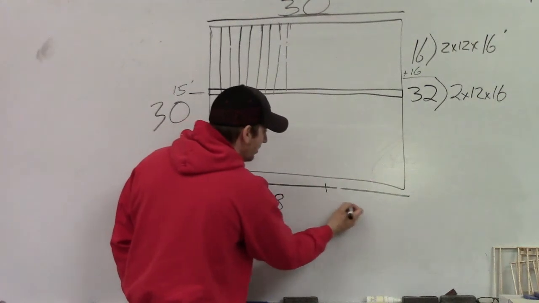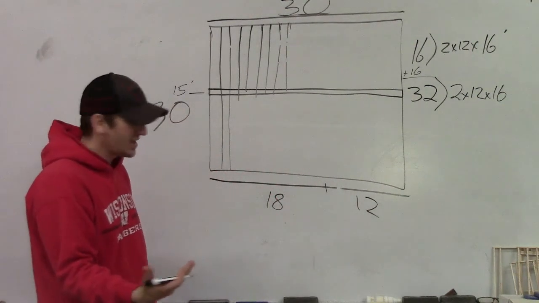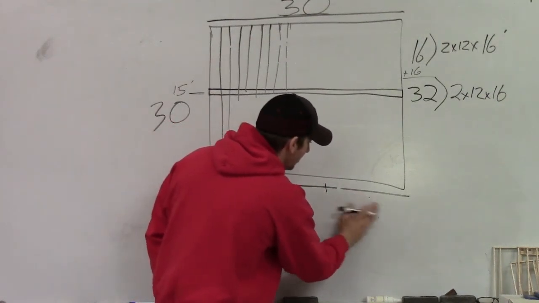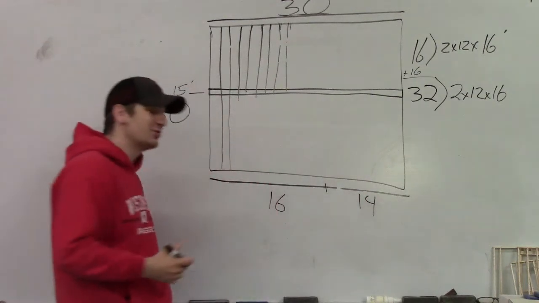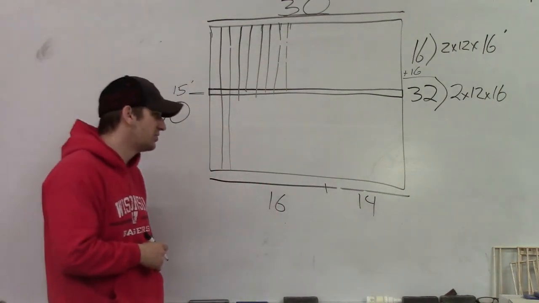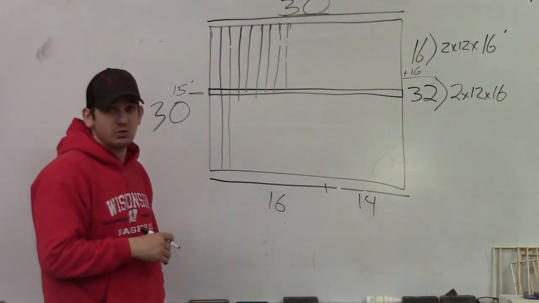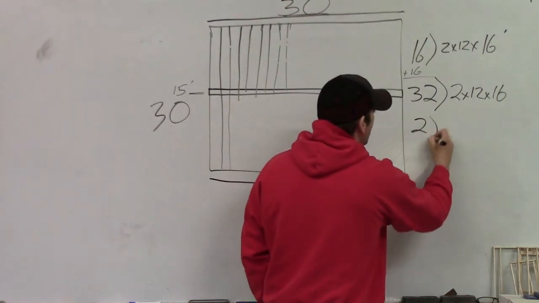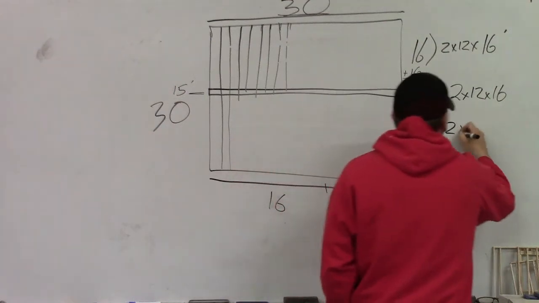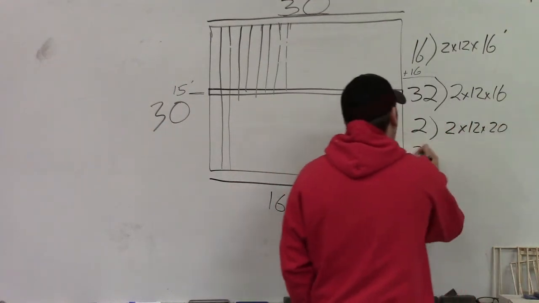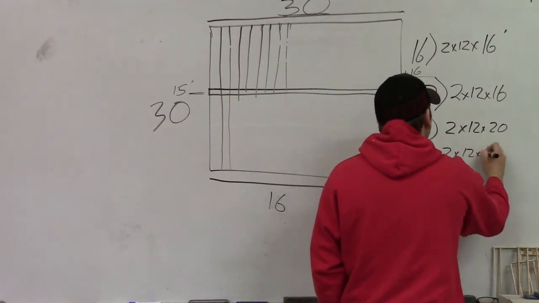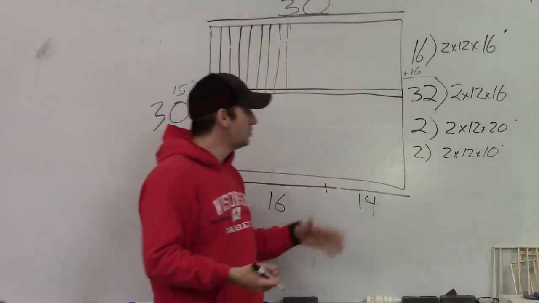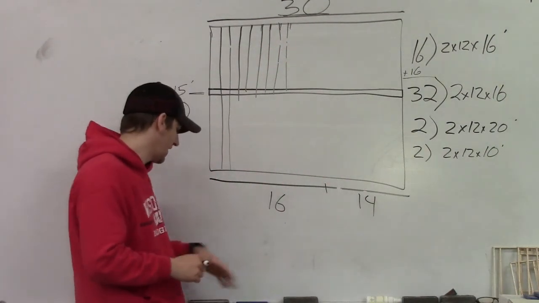have an 18-footer and a 12-footer. Those add up to 30. We could also do a 16-footer and a 14-footer, and those add up to 30. So there's multiple correct answers for this one that you could do. So I'm going to go with my first one of 20 footers, 2 by 12 by 20, and then 2 by 12 by 10. So, 1, 2, 1, 2, and then for band joist we are set.